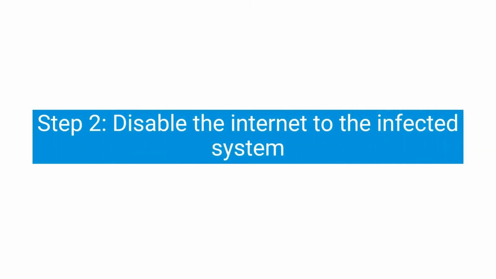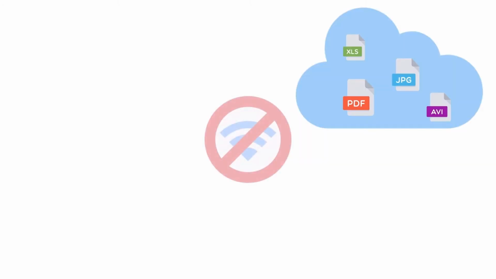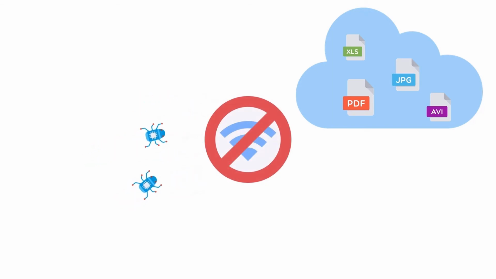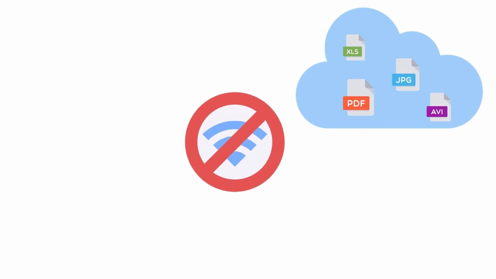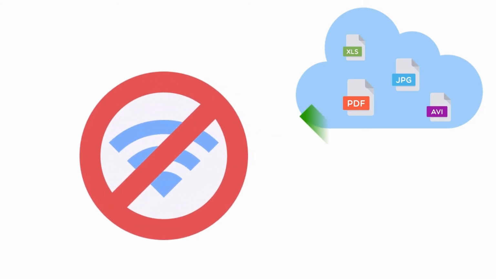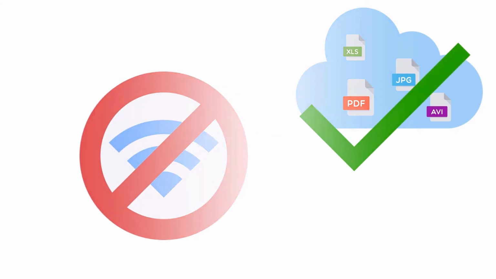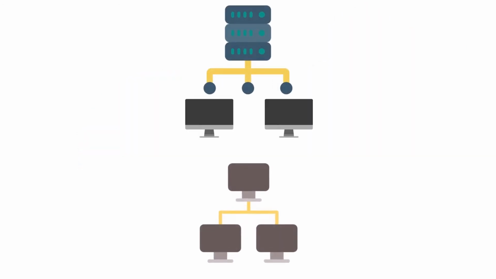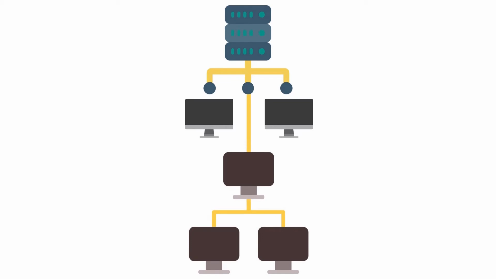Step 2. Disable the internet to the infected system. Ransomware cannot get to the cloud from an infected system or spread to other systems without the internet. Disabling it will ensure that the infection doesn't spread to more computers and drives. For example, every organization has common internet servers that connect all the systems. If one system was compromised, the ransomware can spread to adjacent systems through these connected servers.